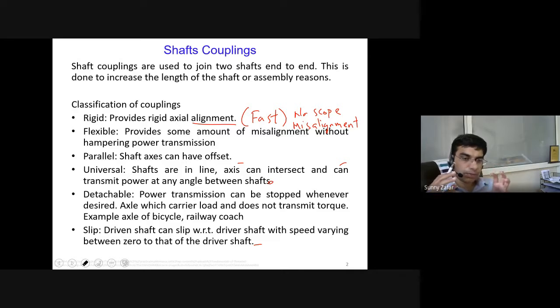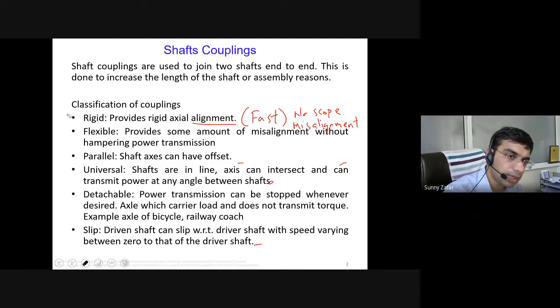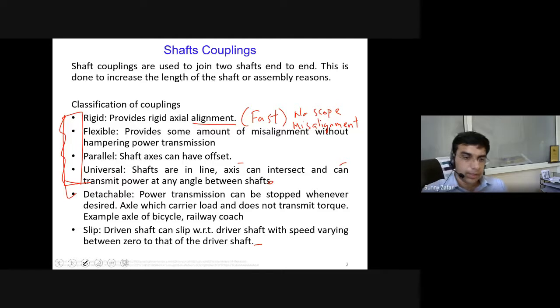In our scope, I'm not going to cover all the couplings, as the scope of this course is not to teach you about couplings but to teach you how to draw these couplings and read the drawings. We'll be restricting more or less to the top four types of couplings, until the universal coupling. The other ones we are not going to cover right now. You can look at these details if you have more interest, but for the scope of this module on shaft couplings, we'll restrict our discussion to rigid, flexible, parallel, and universal couplings.